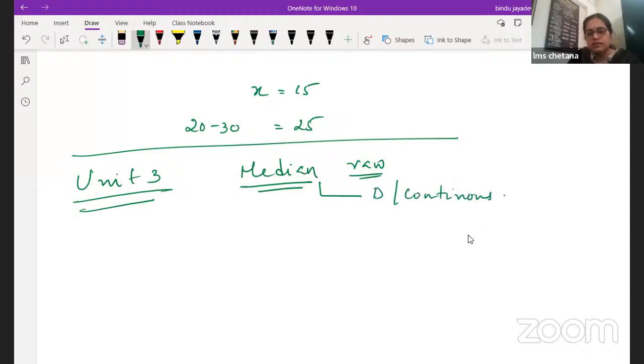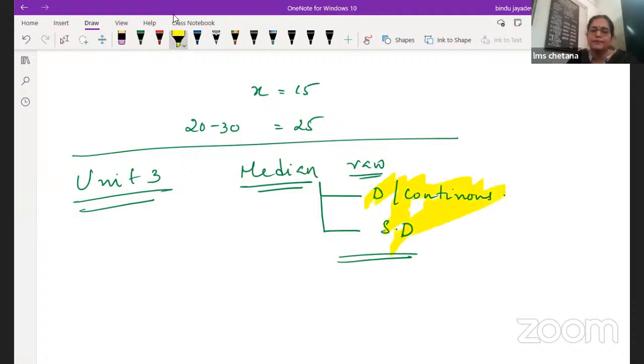And standard deviation also. Continuous data, please practice it. In case it is possible, we will do this. Median, clear with the formula? I'll just tell you. Clear? Now I'm going to the next unit. Therefore, practice the same questions.